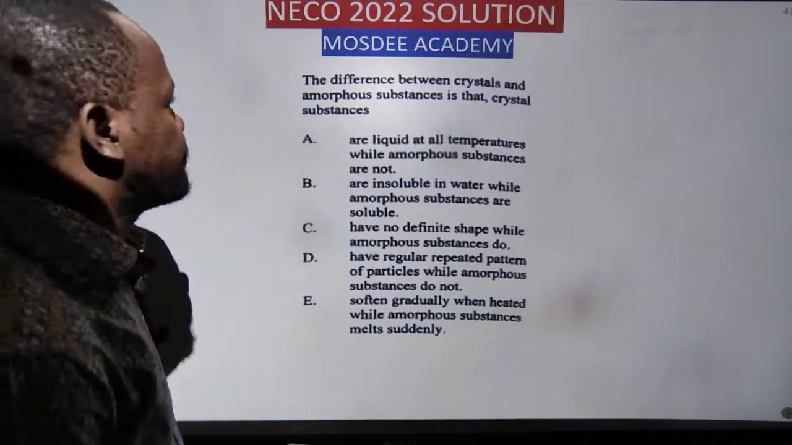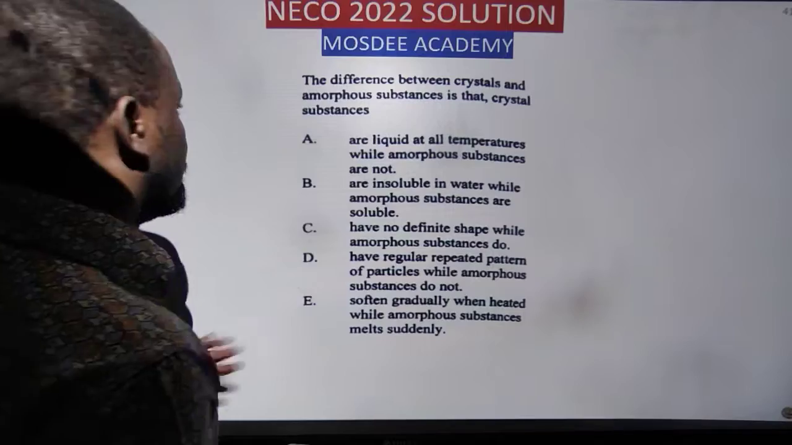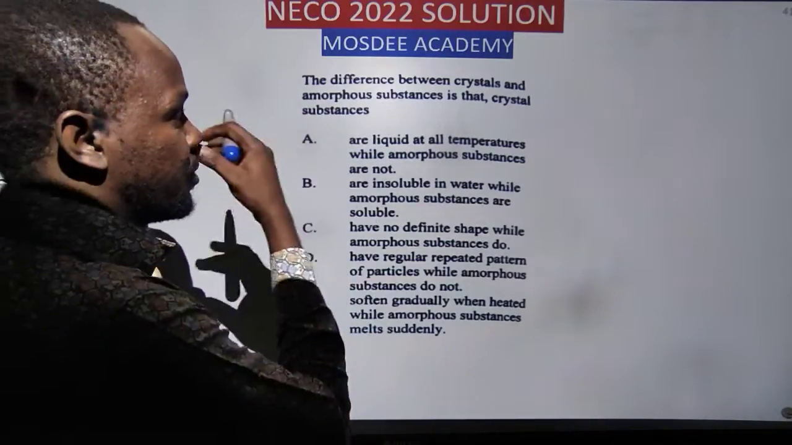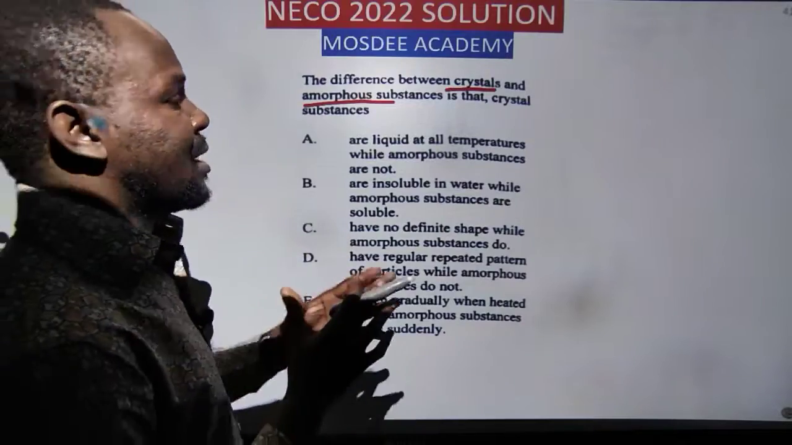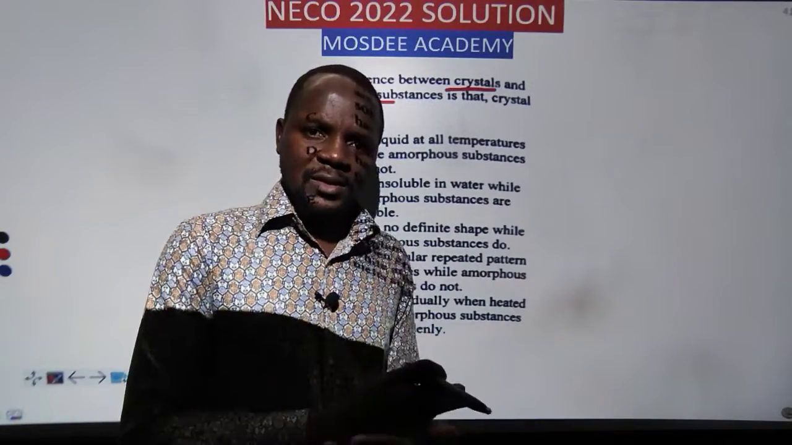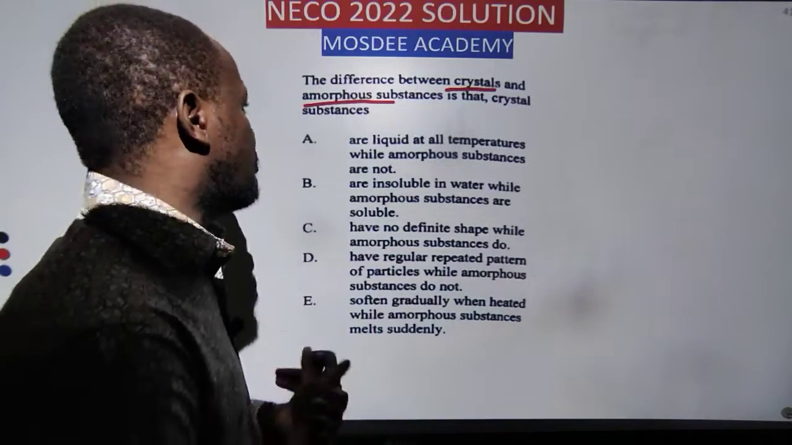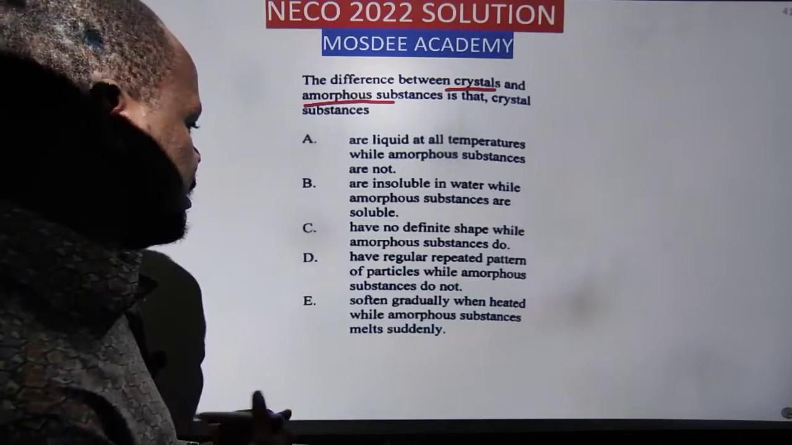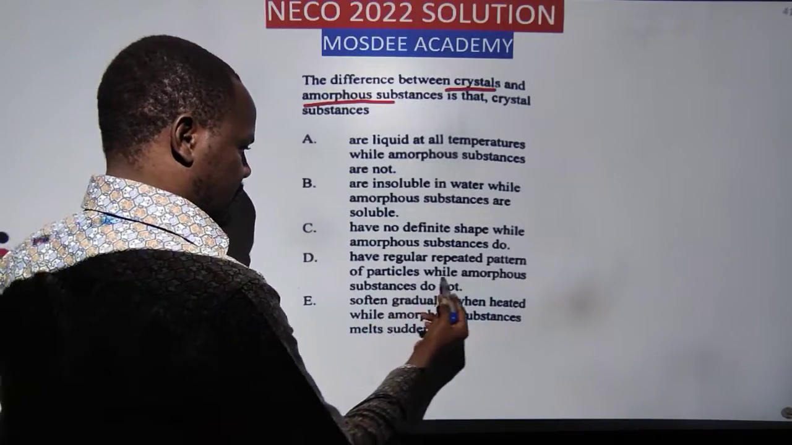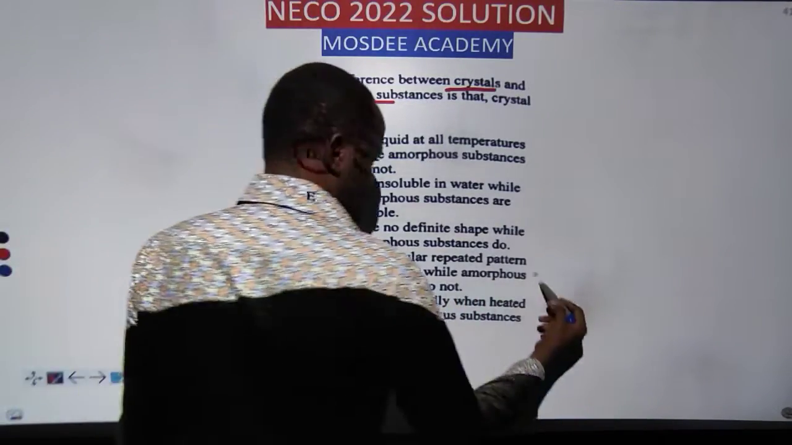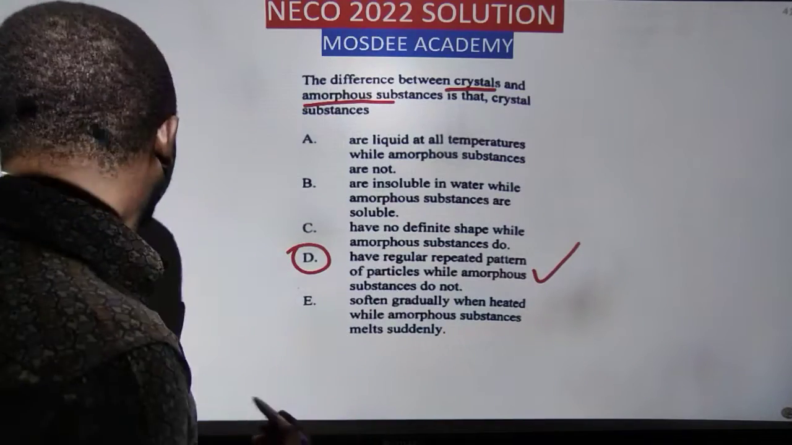Next one, please. This is a little bit of chemistry. The difference between crystalline and amorphous is the arrangement. Crystalline substances are always arranged in a particular order. Crystalline solids have a regular repeated pattern, while amorphous solids don't have a definite arrangement. So that's the difference. This is correct, so nothing to solve. The next one.